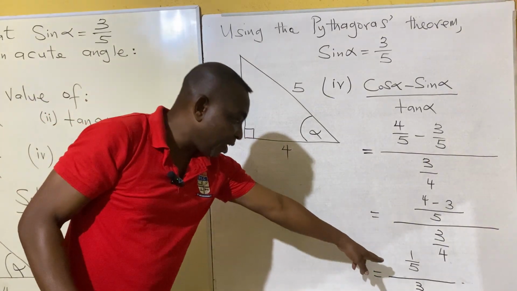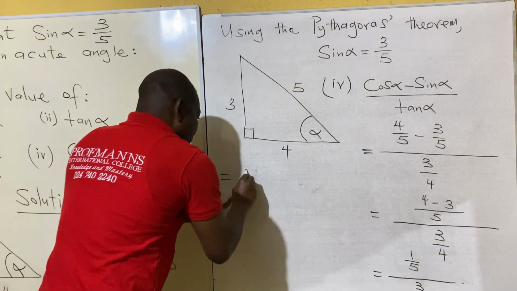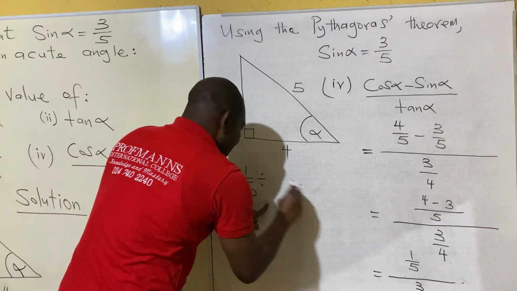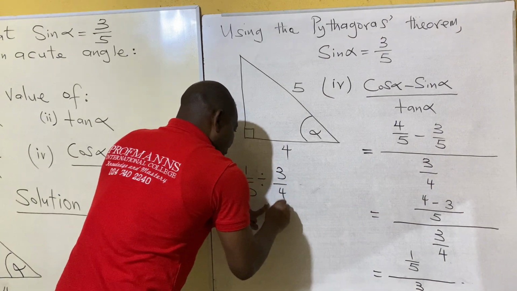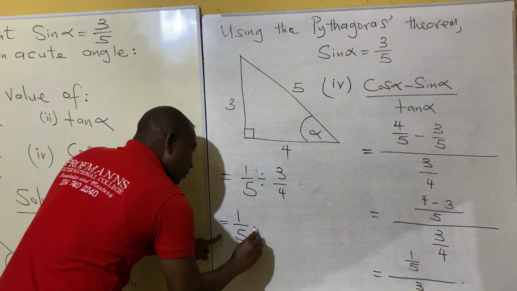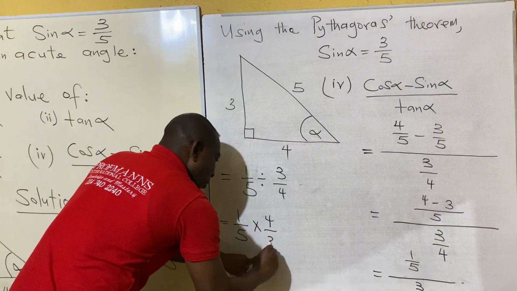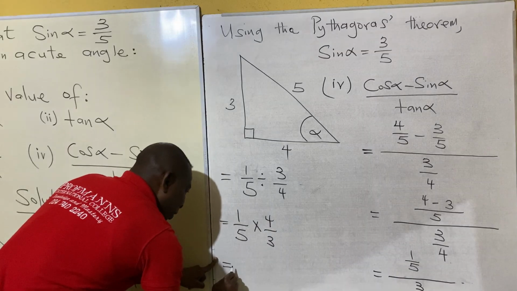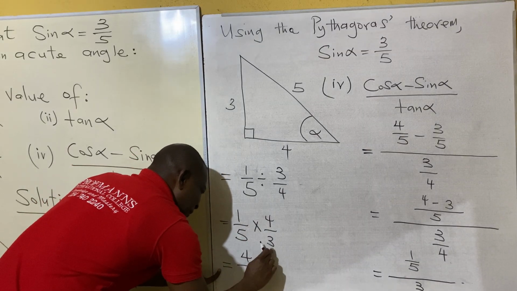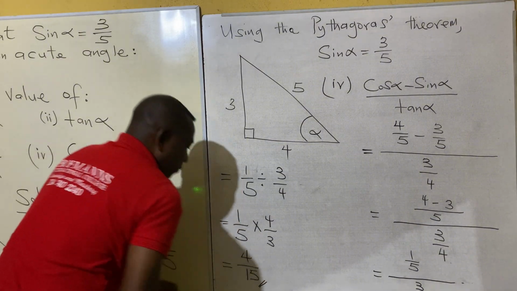Lack of space here, I'm coming to this side. So it's equal to, we have 1 over 5 divided by 3 over 4 is equal to 1 over 5 times, then we reciprocate, 4 over 3. So finally, 1 times 4, 4 over 3 times 5, 15. So this is the final answer.